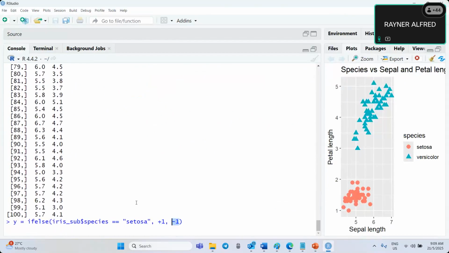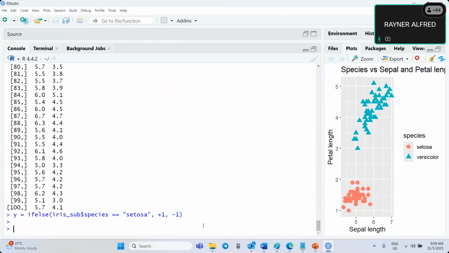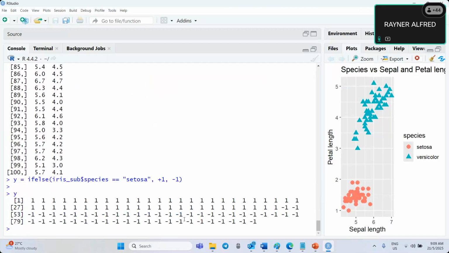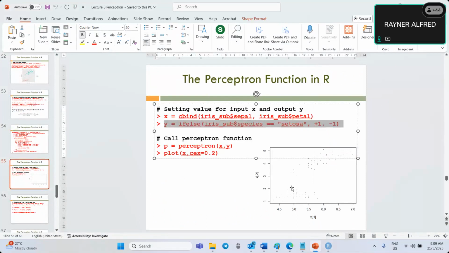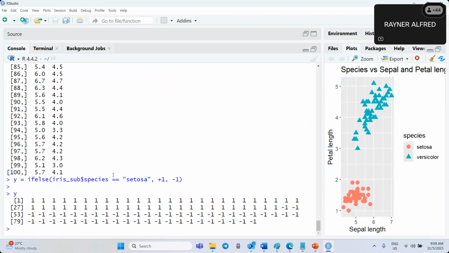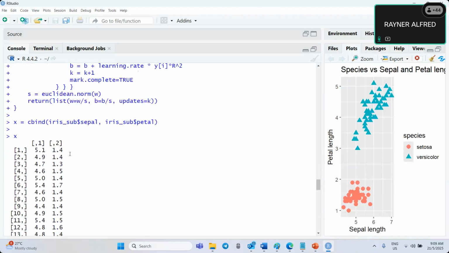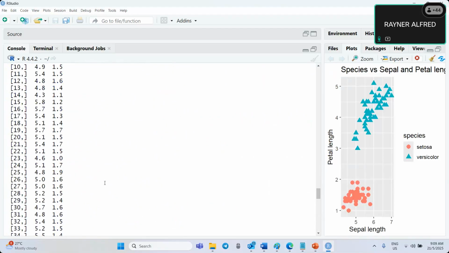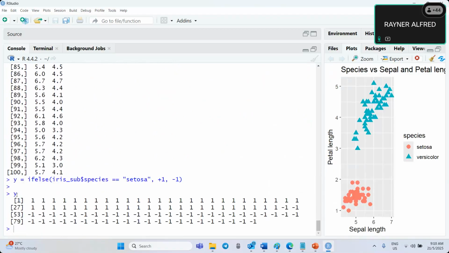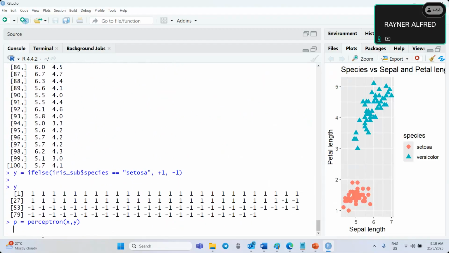So if they are setosa, that means we treat them as a positive sample, otherwise negative. If we put y here, we only have positive and negative. So our x and y are coming from here. This is x, your input. This is your output y. So we will pass this to the perceptron.